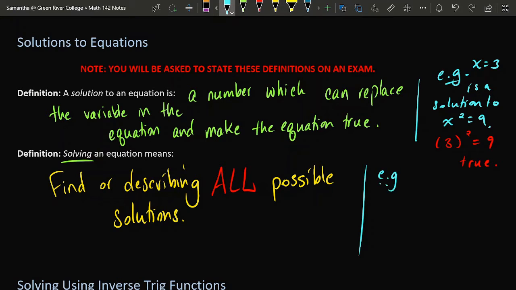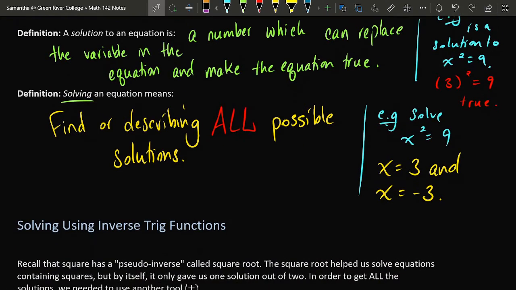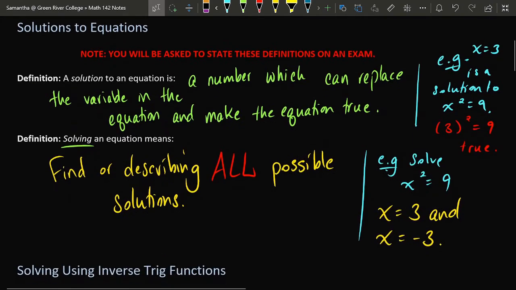For example, if someone says solve x squared equals 9, it is not enough to answer x equals 3. This is certainly one solution, but it is not all of the solutions. To solve this equation, I would have to describe both of the two solutions, x equals 3 and x equals minus 3. Both of these numbers make this equation true. Okay, so I hope you've got that written down. Literally, I promise you, this will be on the exam.